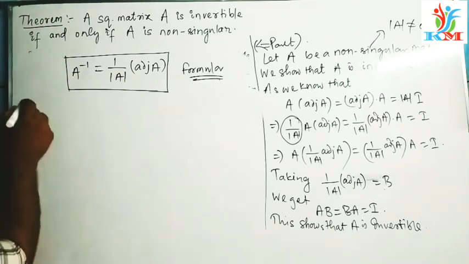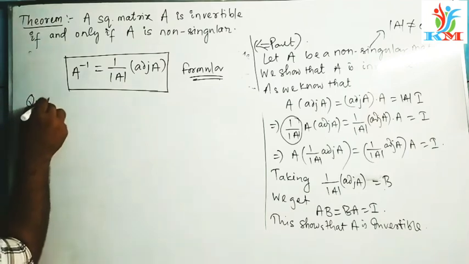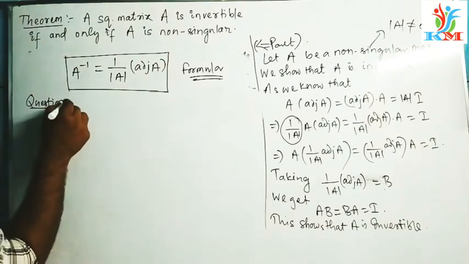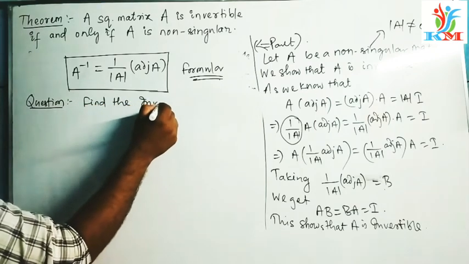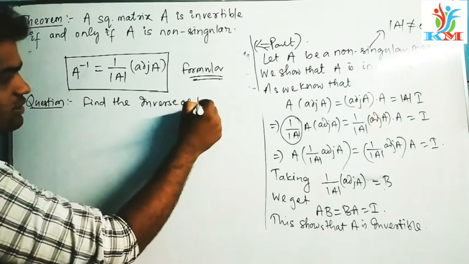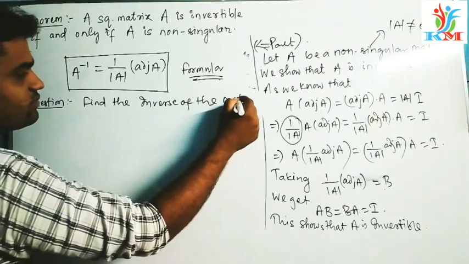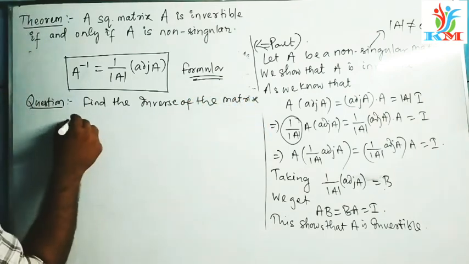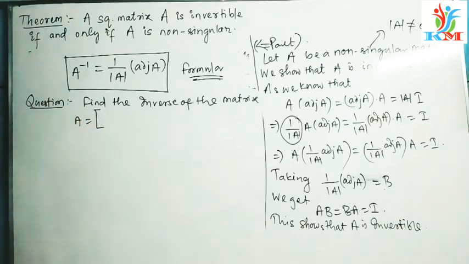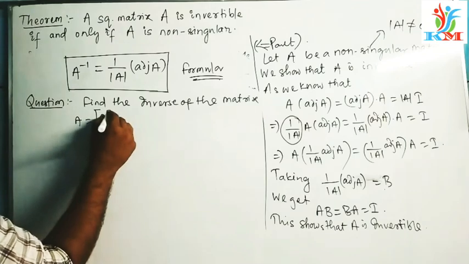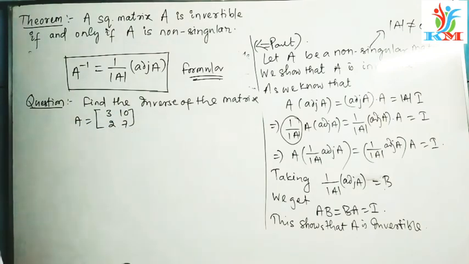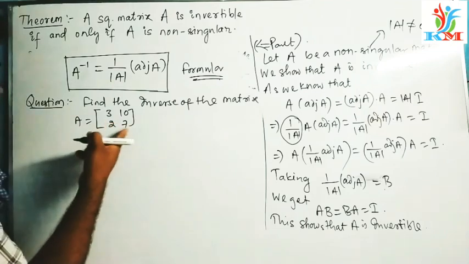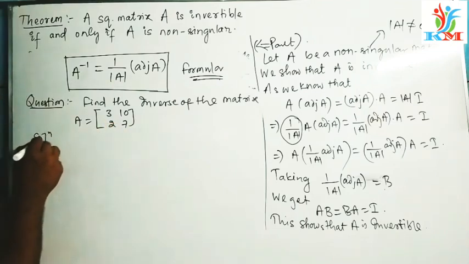Okay. See a question. Find the inverse of the matrix A is equal to, what is the matrix? 3, 10, 2, 7. So here we find the inverse of matrix A. Look at the solution.